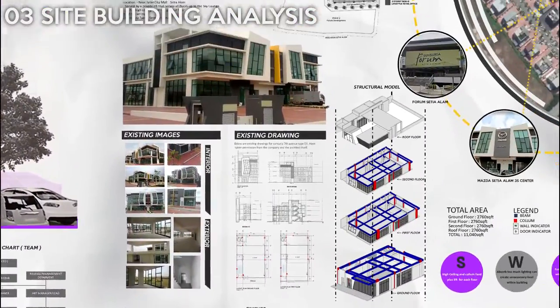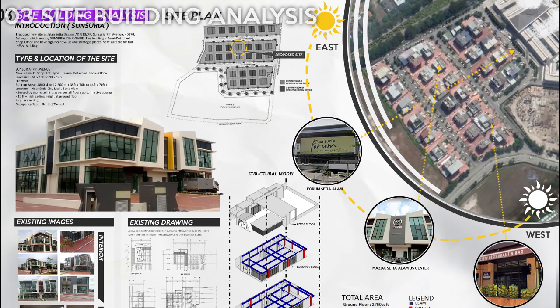Furthermore, site building analysis. Introduction. The proposed new site is at Jalan Setia Dagang, aka U13, 40170, Selangor, which is nearby SUNSURIA 7 Avenue. The building is a semi-detached shop office and has significant value and a strategic location, very suitable for a full office building. The size of this building is 4,800 square feet to 12,300 square feet. It is served by a private lift that serves all floors up to the sky lounge.